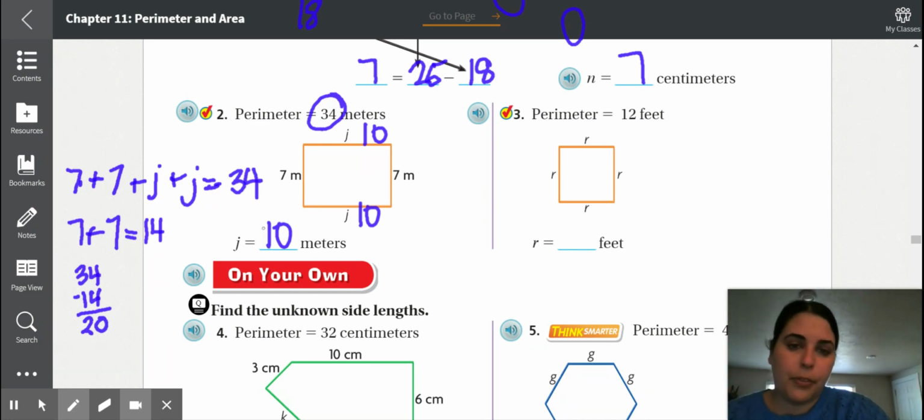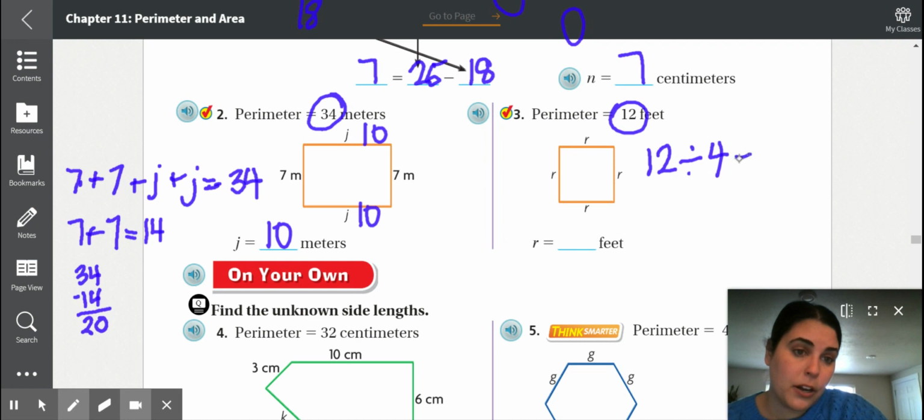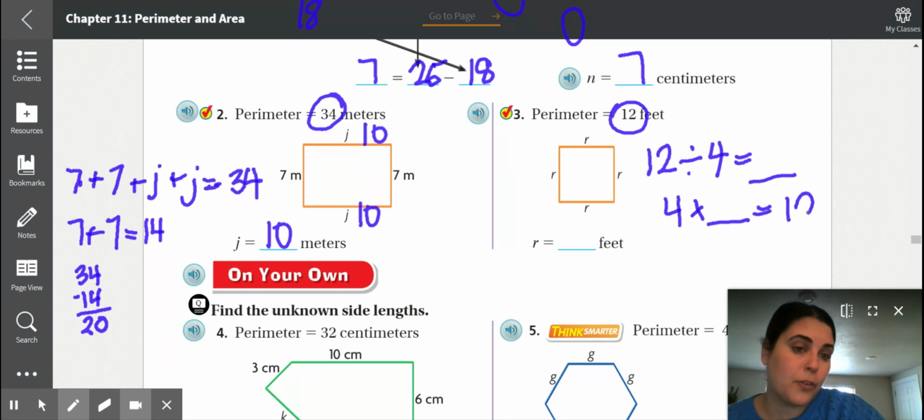Okay, number 3, it's a square. See how every side is labeled as R? That means this R will be the same number. What is the perimeter? 12. There are 4 sides, so you need to think 12 divided by 4 equals what? Or 4 times what equals 12?